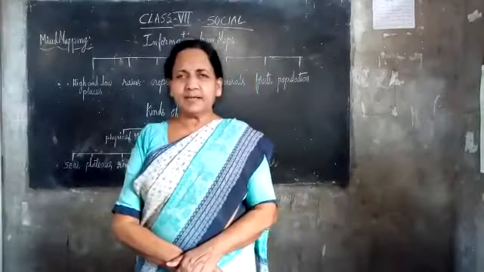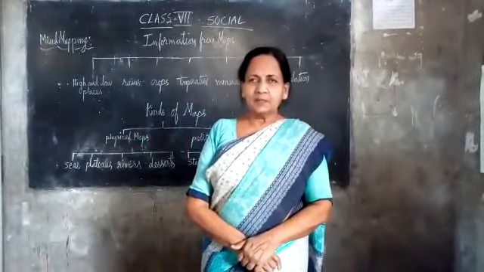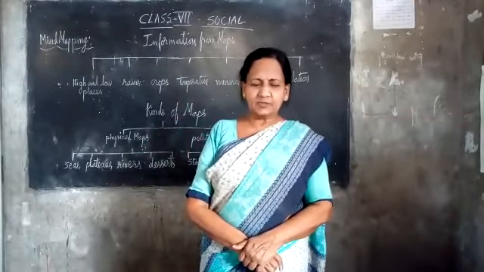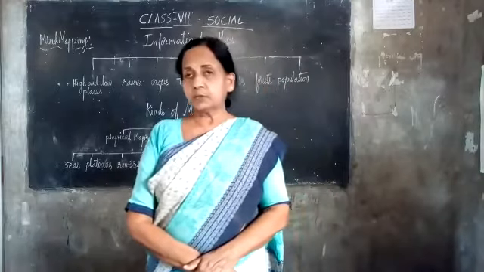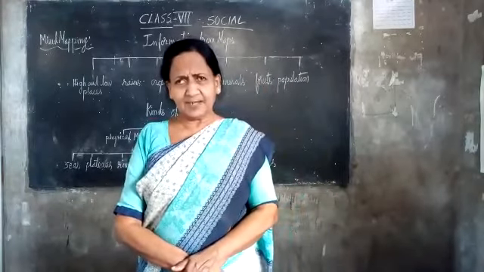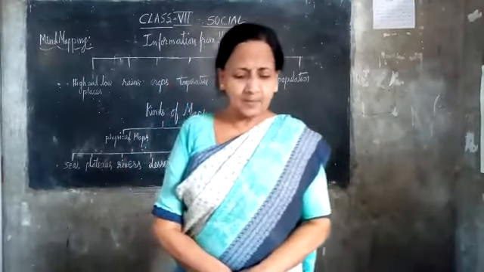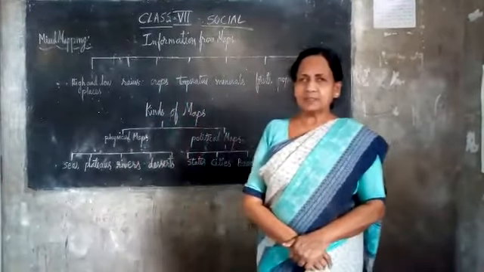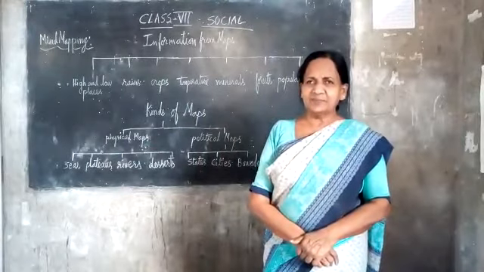Children, you've already had a brief explanation of the first lesson, the first chapter in the social textbook. What is the name of the lesson? Reading maps of different kinds.